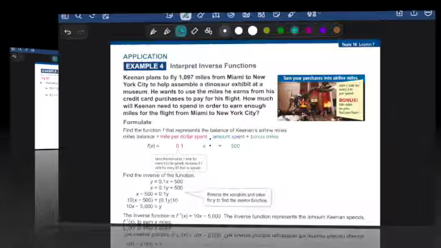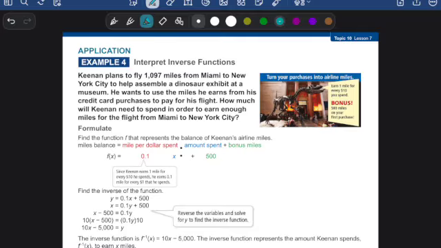All right, well, how do we apply this to real-world application problems? Keenan plans to fly 1,097 miles from Miami to New York City to help assemble a dinosaur exhibit at a museum. He wants to use the miles he earns from his credit card purchases to pay for his flight. How much will Keenan need to spend in order to earn enough miles for the flight from Miami to New York City? You can see in the graphic that he earns 1 mile for every $10 he spends, and after his first purchase, he already has 500 miles as a bonus.